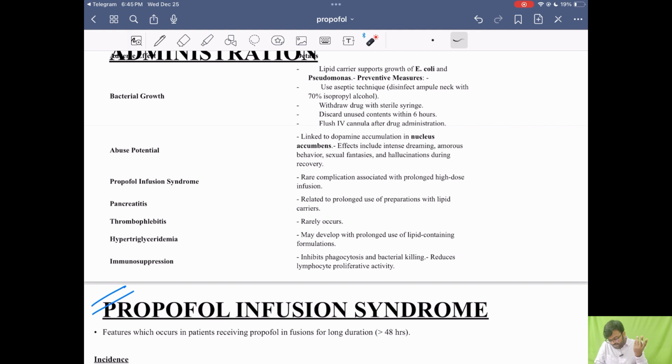It can cause thrombophlebitis, and in some situations there is immunosuppression also. Why? Because it inhibits phagocytosis and bacterial killing, which reduces lymphocyte proliferation. All right, so this is propofol.